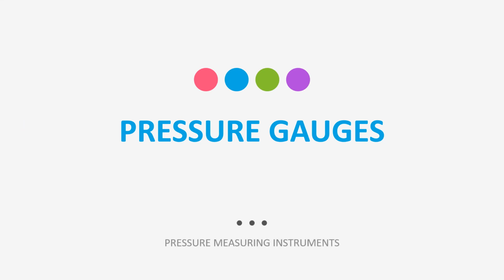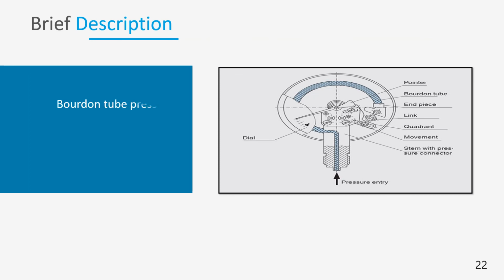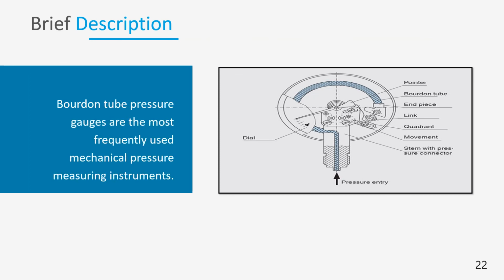Last example, the pressure gauges. Brief description. Bourdon tube pressure gauges are the most frequently used mechanical pressure measuring instrument. So, we also mentioned the Bourdon tube last time, right? Their pressure element is often referred to as a Bourdon tube.